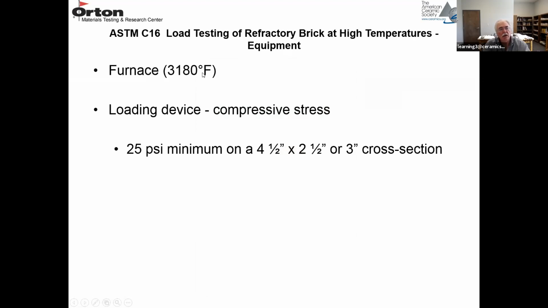You need a high temperature furnace, and the heating rates in these tests are quite fast. So you usually have a gas-fired furnace capable of going to probably at least 3180 degrees F. I think that's the highest temperature in these tests, but you can go a little bit higher than that in a gas-fired furnace. You have to have a loading device. You have to apply a compressive stress to the sample. And the test is run at 25 PSI as a standard load. You can run at any load you'd like, but 25 PSI is the standard.